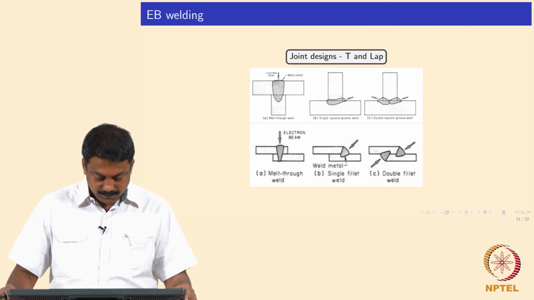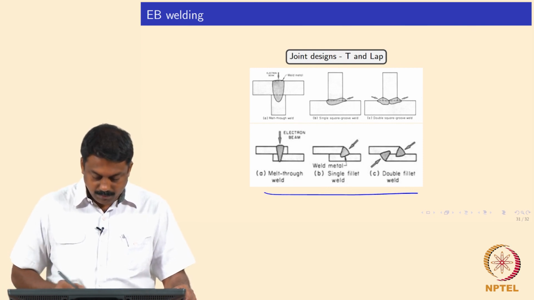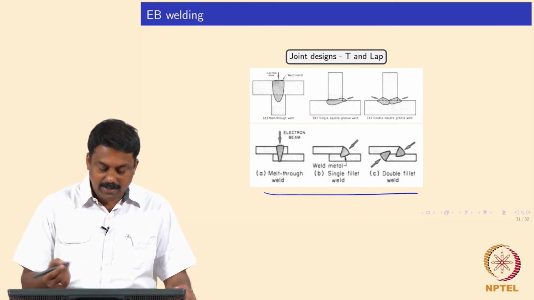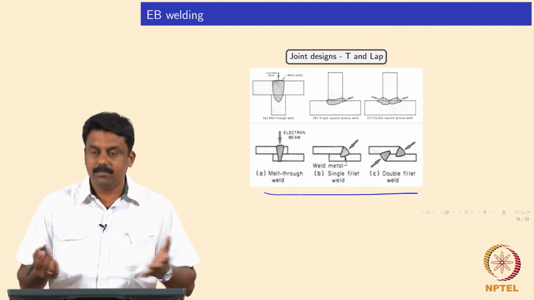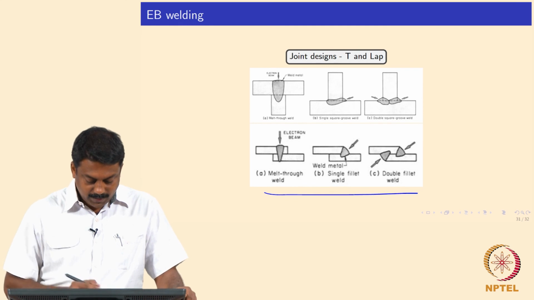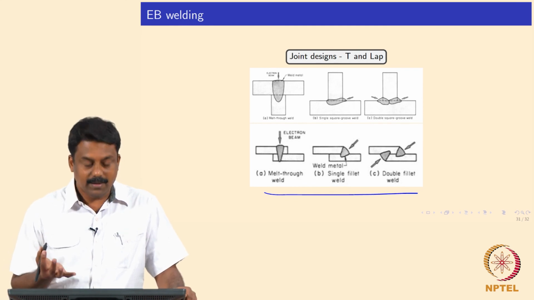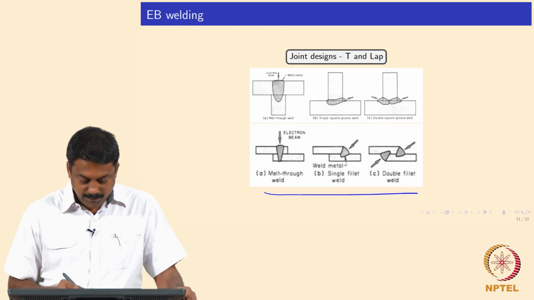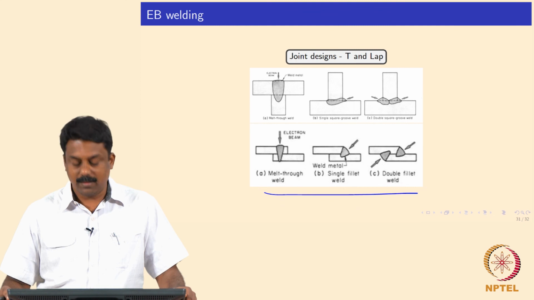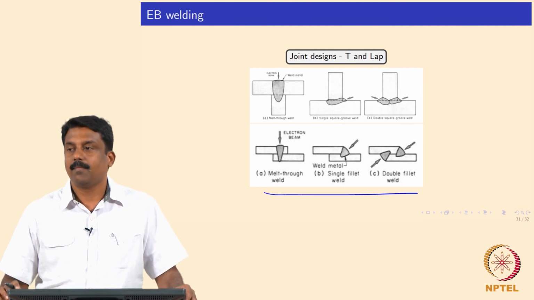And some other configurations. So yeah, the T joint and L joint are very well done in electron beam welding using a melt through configuration, whereas in other processes you will have to do a single groove or double groove T joint. On electron beam you can achieve simple melt through welds. So if you want to use GMAW, you will have to use single fillet welds or double fillet welds to achieve a similar weld configuration. Yes, is it clear? Any questions?